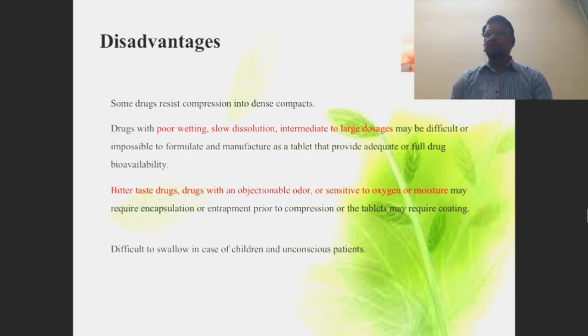Another disadvantage of the tablet is we can't give it to a pediatric patient, a geriatric patient, and again a patient who is unconscious. We have to give the drug with saline solution. That is called parenteral. So for the geriatric patient, that is old age, pediatric, small children, and for the unconscious patient, we can't give the tablet. That is a major disadvantage.